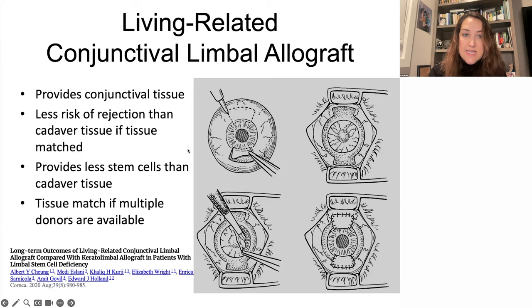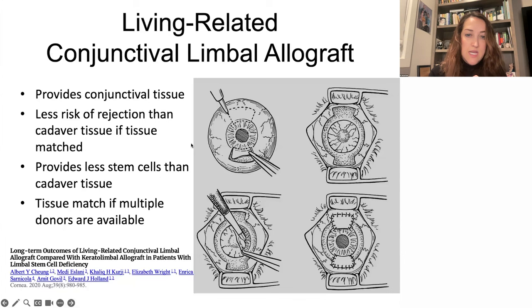We're able to restore some of that through this allograft tissue. There is less risk of rejection than cadaveric tissue, especially if you can tissue match your donor. Again, similar to kidney transplant patients. You do get less stem cells with this type of tissue, but again, you do get more conjunctiva. If there are multiple donors, usually siblings have the closest donor profile. And if there's multiple siblings, you can then again tissue match and find the best match.